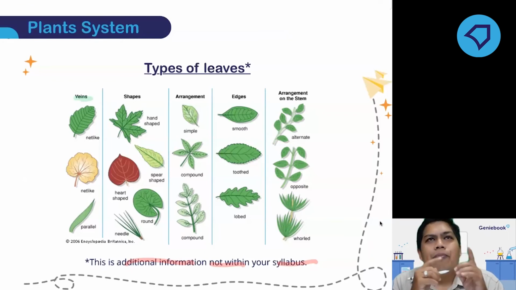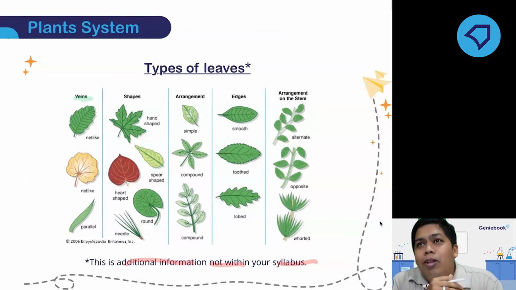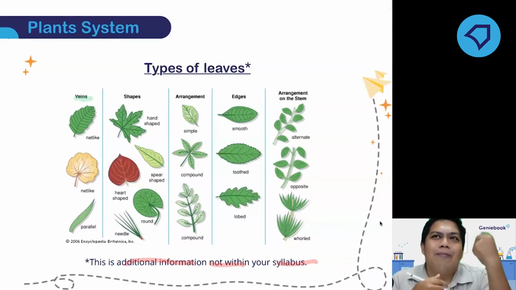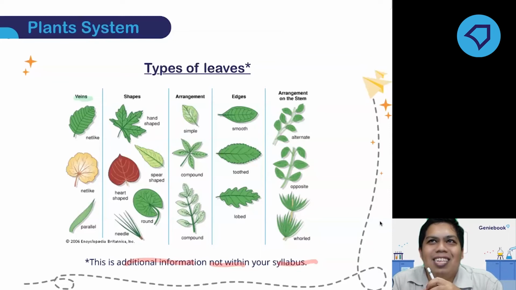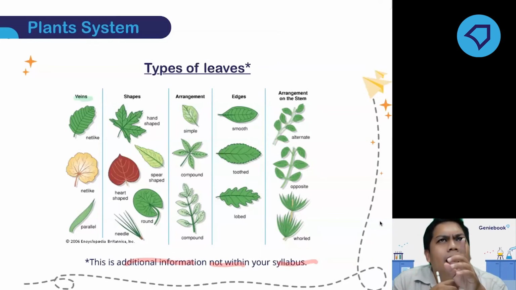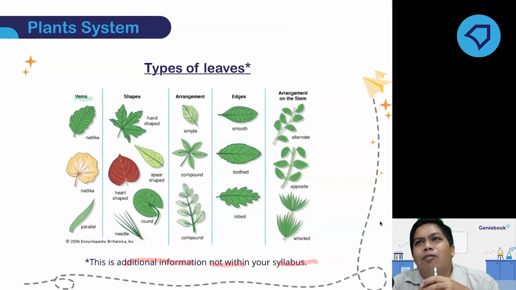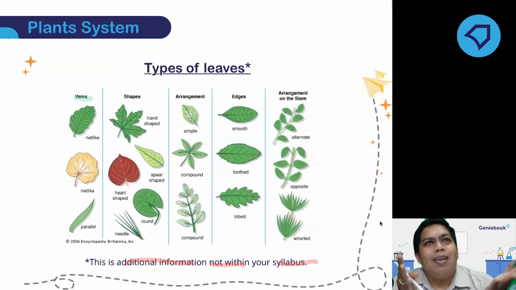Now actually, this one is just for your information, FYI. This type of leaves was actually tested during my time, when I was a student last time. But they feel that maybe it's too difficult for all of you today, so that's why they removed it from the syllabus. Yes, really. For those who don't believe me, you can ask your parents. Your parents also had to remember these different types, especially for the edges and the shapes. Lucky for you, you don't need to.